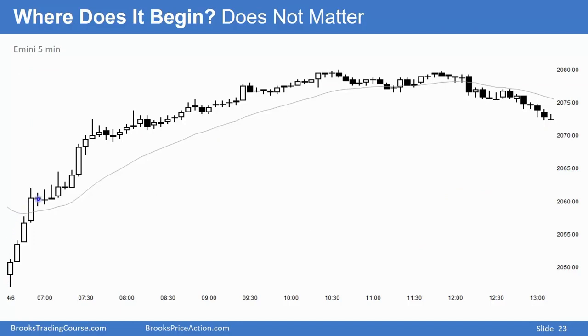E-mini, trend from the open bull trend, very strong bull breakout, pullback, and then we're just moving up. Again, when it's this strongly up, I tend to think of it more as just a breakout and an extended breakout on a higher time frame chart. I also am aware of the possibility that it could be a parabolic wedge top.